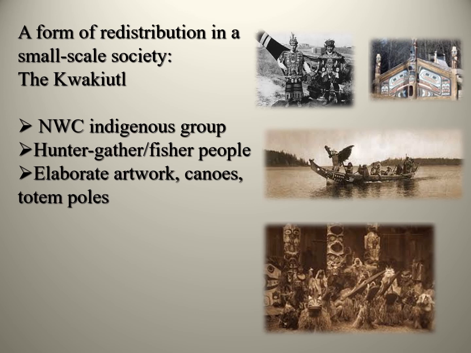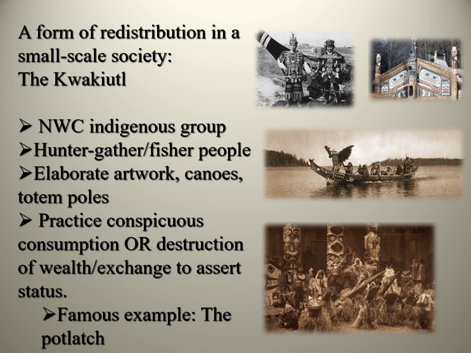And the reason we're talking about the Kwakiutl is they practice a famous form of redistribution in which they practice the conspicuous consumption or conspicuous destruction of wealth to assert status. The famous example is called the potlatch. What these different Northwest Coast groups do is, so conspicuous means lavish or wasteful. It's noticeable. So they practice this one of two ways.